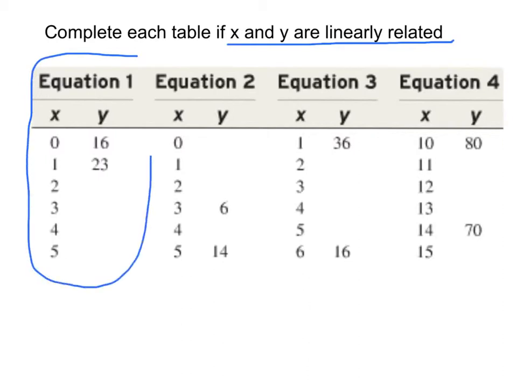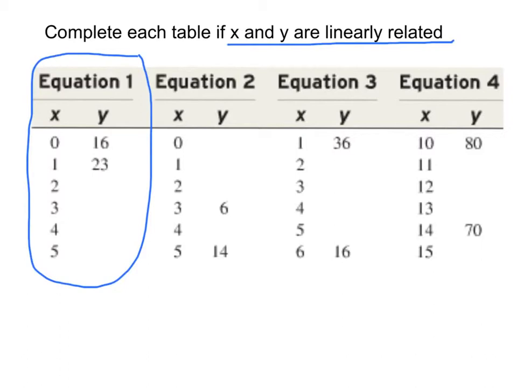Remember, every time x goes up by a consistent amount, y needs to also go up or down by a consistent amount. In this case, x goes up by 1 each time, and in the first case, y goes from 16 to 23, so it went up by 7. It's going to have to go up by 7 again, and again, and again, and again, in order for it to follow a linear pattern.